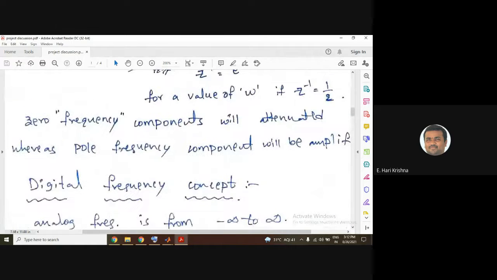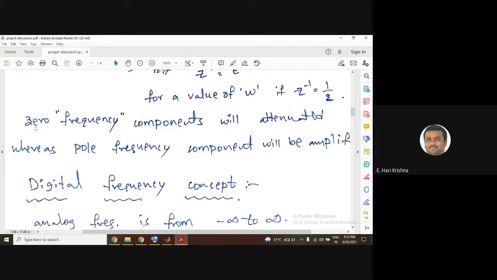So that's why I have given this statement here. Zero frequency components, not a DC. The frequency corresponding to a zero, the zero root, will be attenuated. Strictly speaking, it should be multiplied with 0. Whereas the frequency corresponding to a pole will be amplified by infinite times.